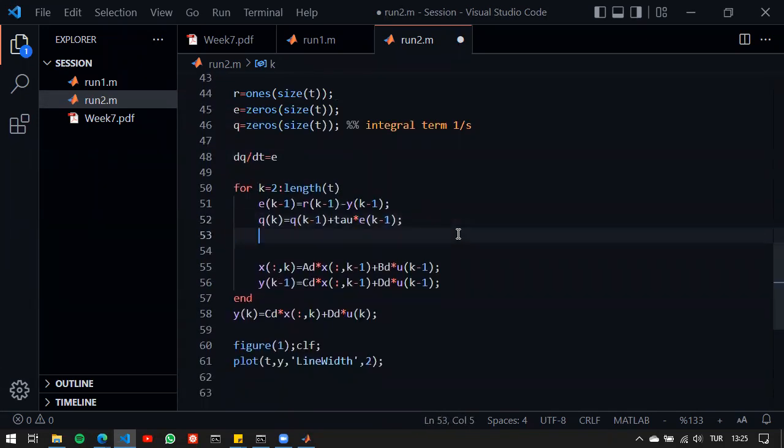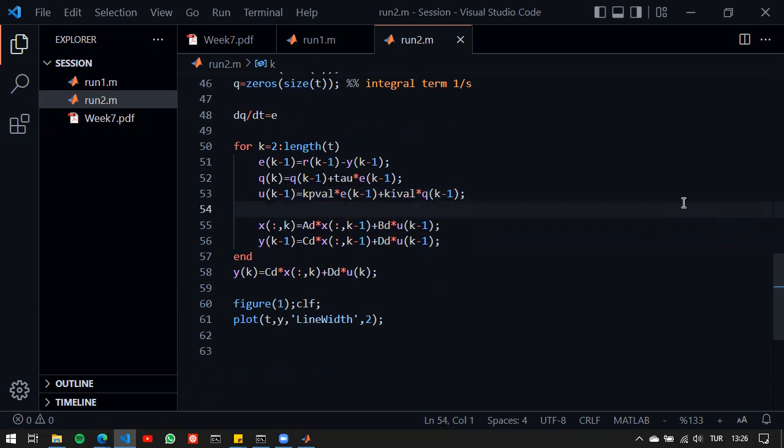Now we have the error, we have the integral of that. So why not calculate the control signal? And here we can use directly the relation Kp times Kp val times E k minus 1 plus Ki times Ki val times Q k minus 1. That's it basically here. And what else? Well, this input will then be applied to the system, and then we'll get a certain output. And that should be it.